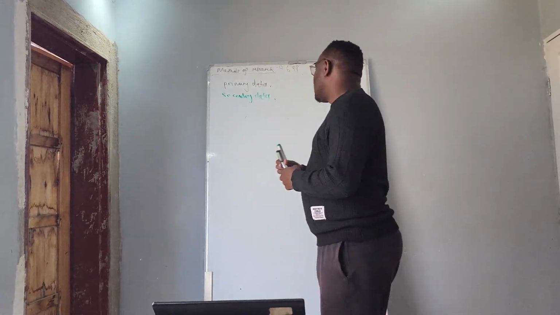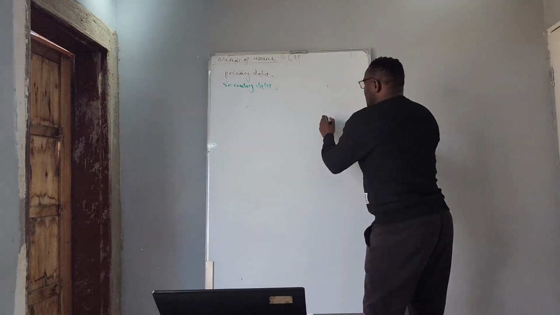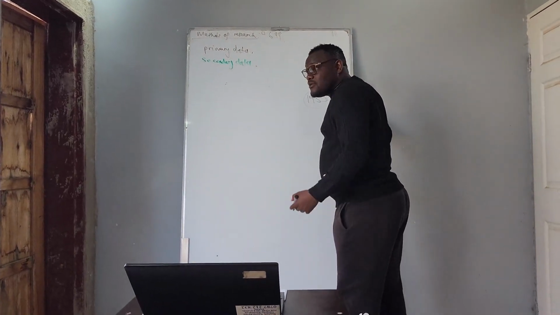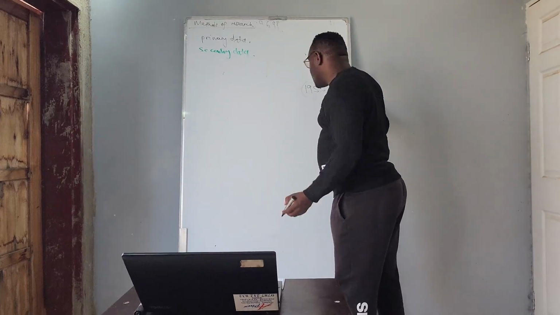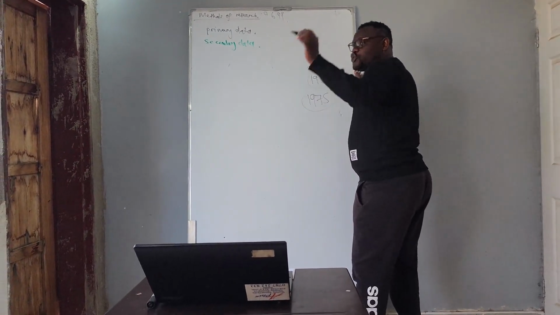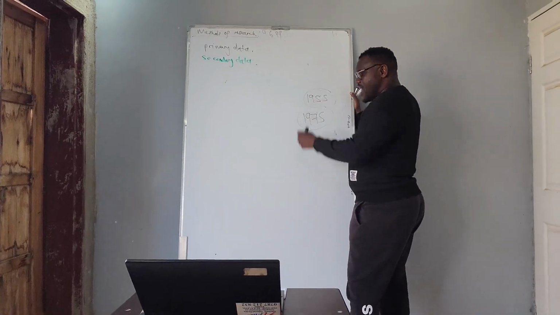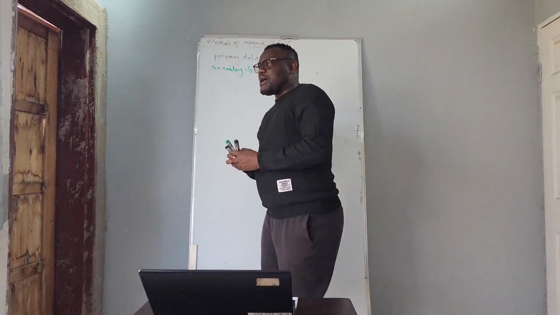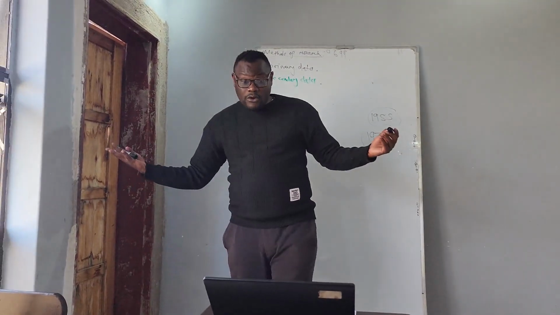Let's say you are researching about something which happened in 1955. Let's say it's a death rate, right? A 1955 death rate. You might want to compare it with the 1975 death rate. It means you should have the records for 1955 and also the records for 1975. That's the advantage. You have somewhere to compare, right?